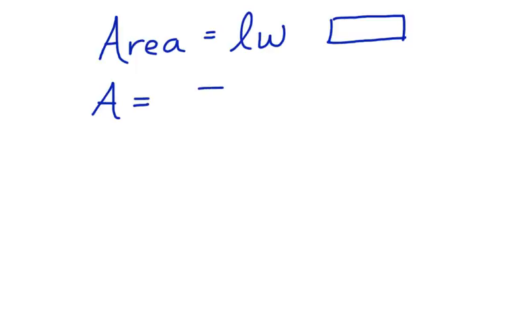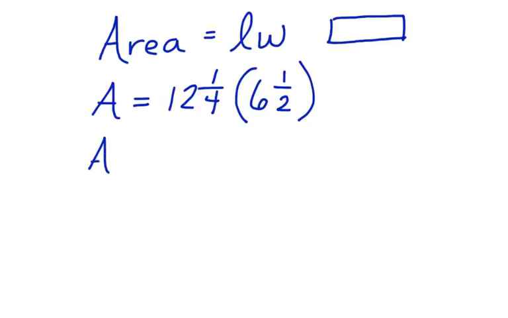We know the length. The length is 12 1/4 feet, and we know the width. The width is 6 1/2 feet. Now if we multiply these two mixed numbers, we should be able to figure out the area in square footage. To multiply mixed numbers, we first have to convert them to improper fractions. So let's write A here for area.